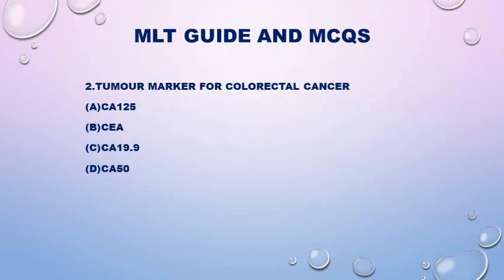2. Tumor marker for colorectal cancer. Options A. CA125, B. CEA, C. CA19.9, D. CA50. And the answer is B. CEA.